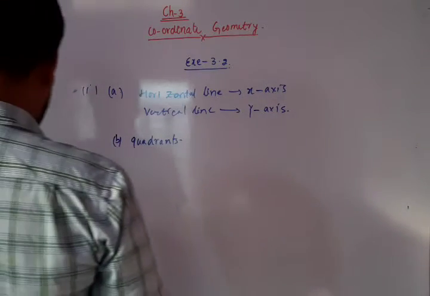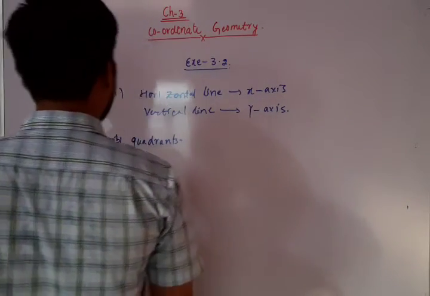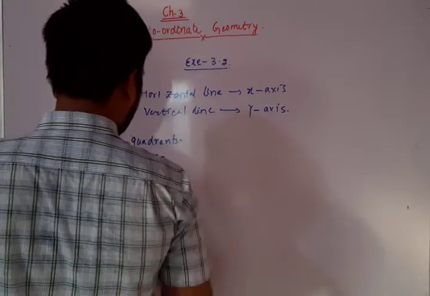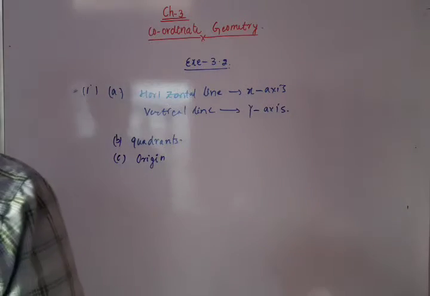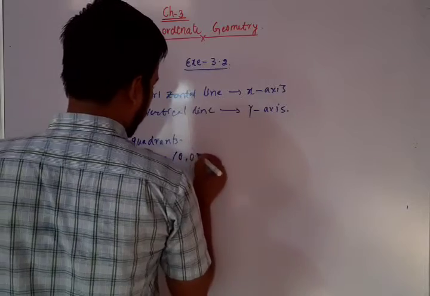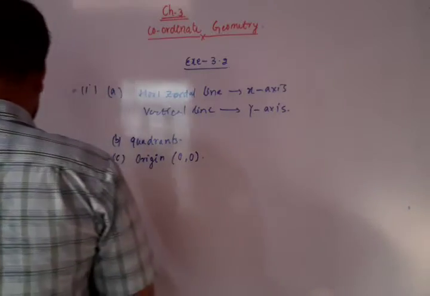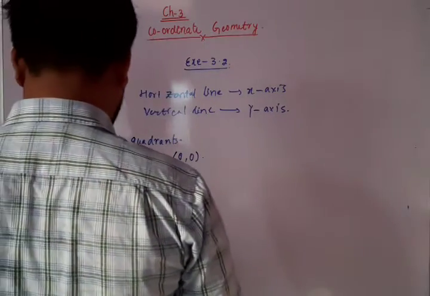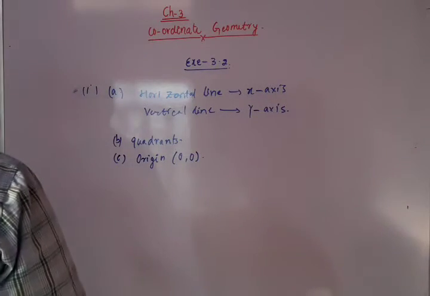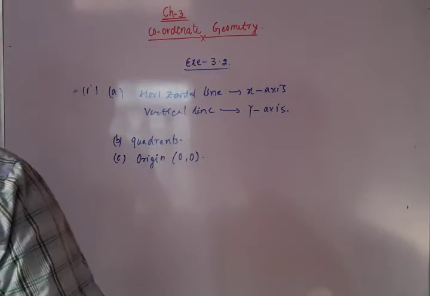Now write the name of the point where two lines intersect. The point where two lines intersect is known as the origin. And what is the coordinate of the origin? The coordinate of the origin is 0, 0. Now we will move to question number 2. What is question number 2? See the figure and write the following. You have to see the figure and tell the answers to the questions asked.